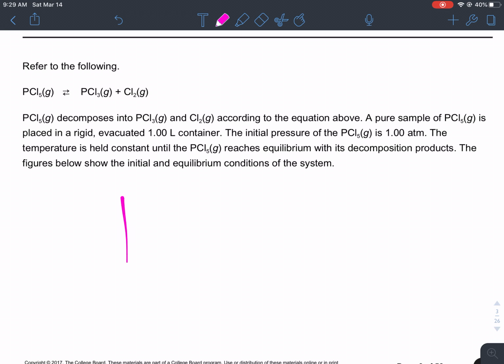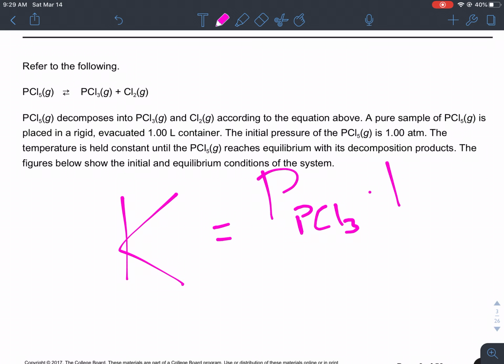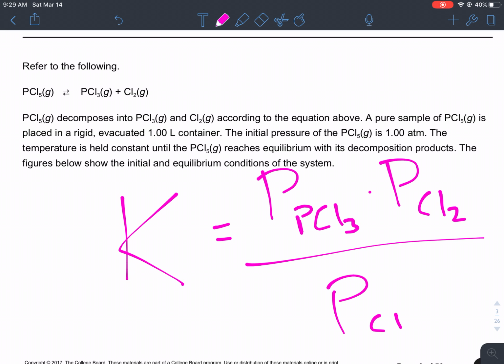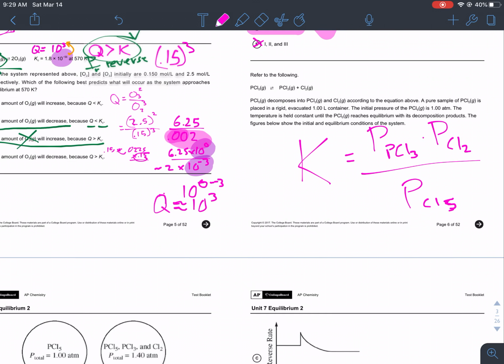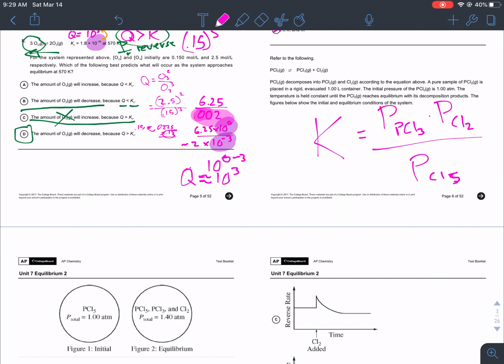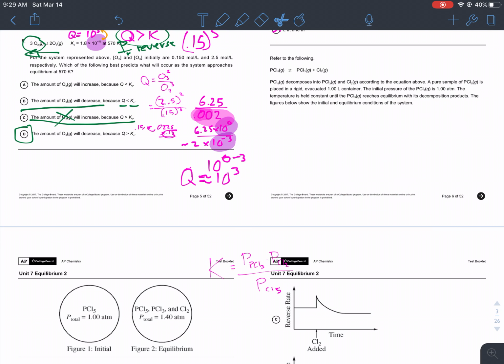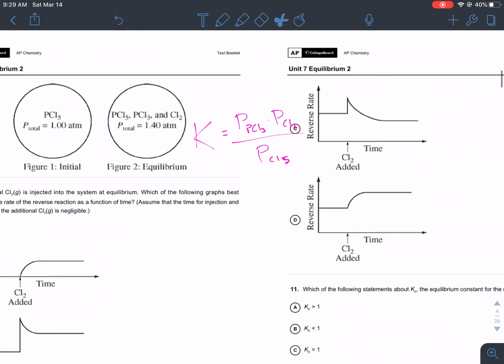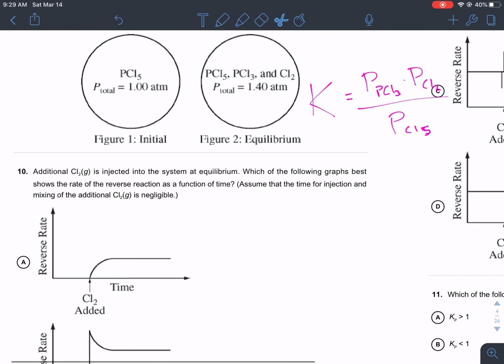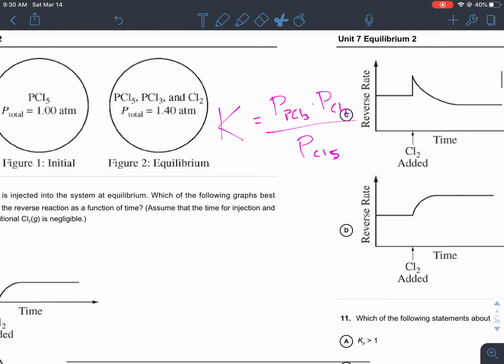Let's just write the K while we have time. The K is equal to P of PCl3 times the P of Cl2 over the P of PCl5. Let's make that 5 a little better. Okay, so here's our equilibrium. I'm going to bring that down with us because we're going to need it. And we're looking at this thing. Okay, here's when we had our initial. This looks like equilibrium. It looks like we're going to have to do an ICE table. We're going to do that on question 11, though.